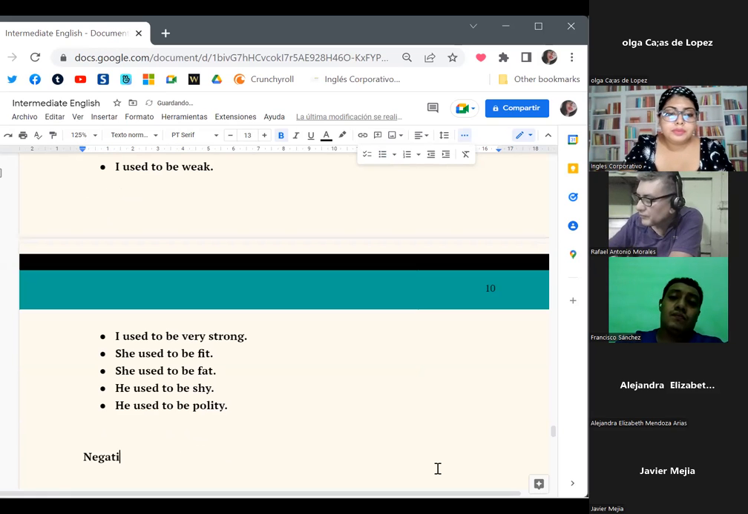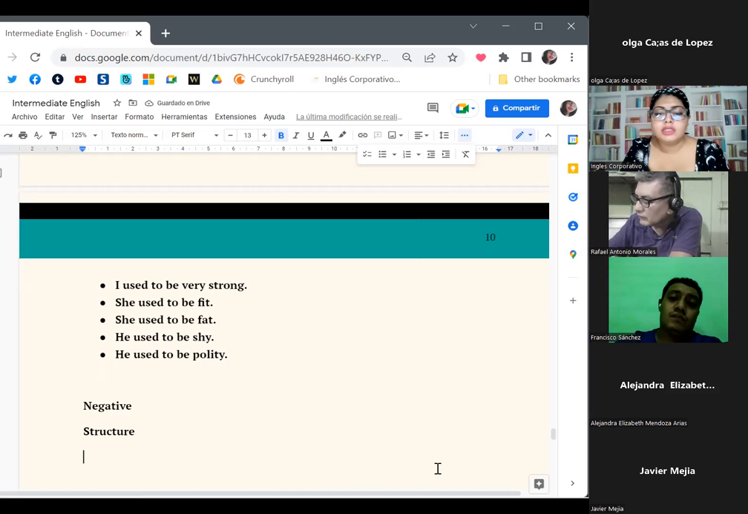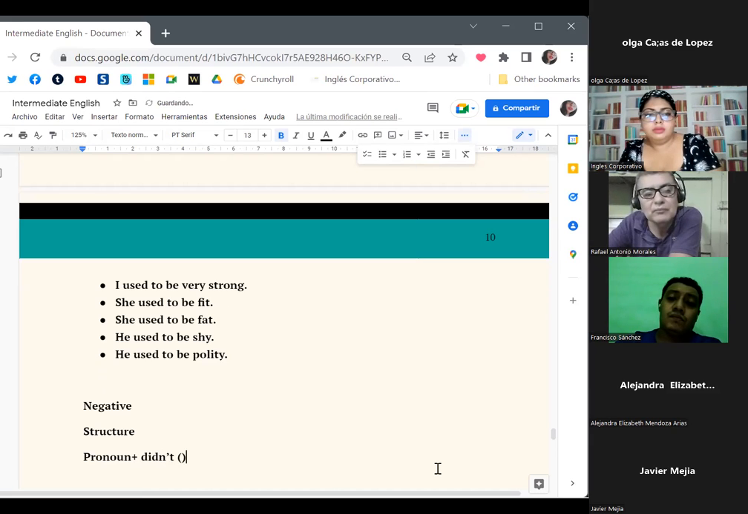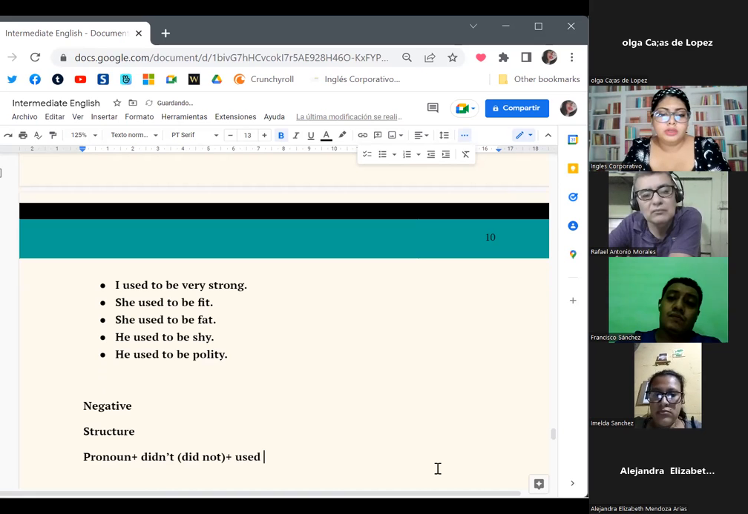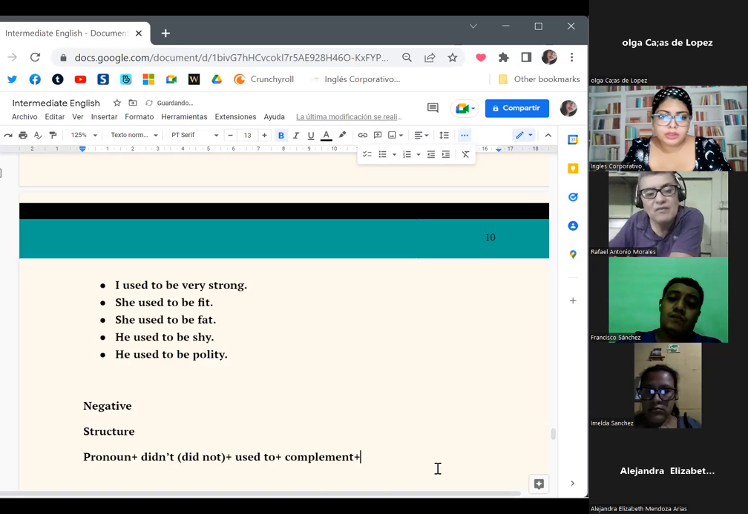So we have the negative and we have the structure. First we need the pronoun plus didn't. We are going to use the auxiliary did with not: didn't or did not. Then we are going to use the structure used to. In this case we are going to have the complement, and we are not using a question mark, right? So we have the structure.